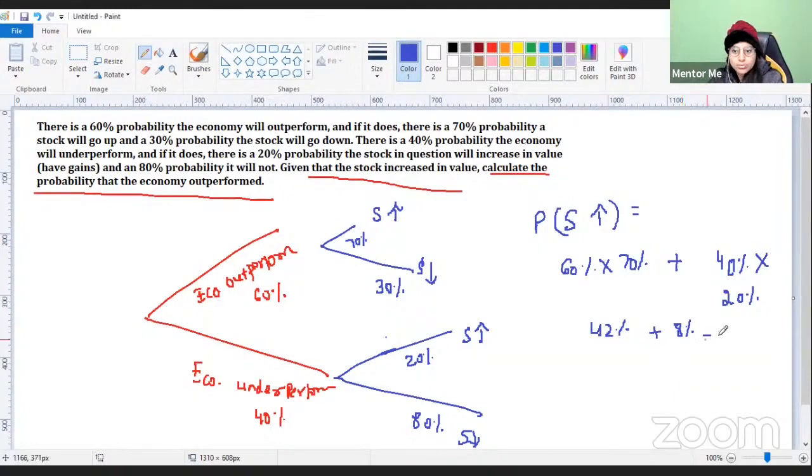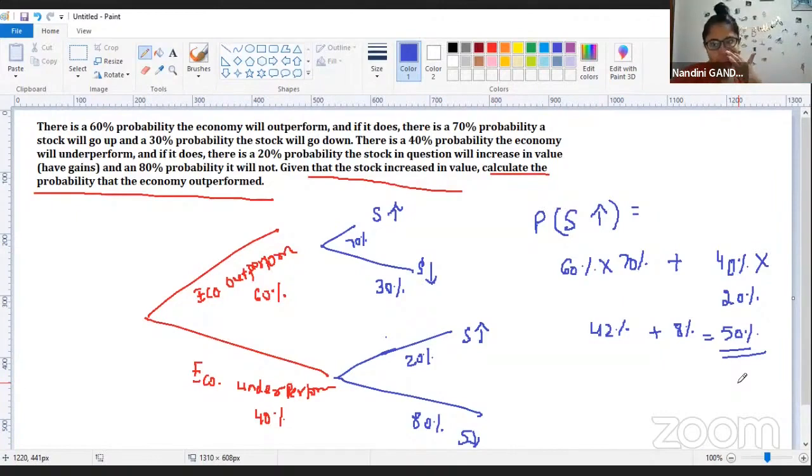So this comes out to be 50%. Are we clear on this 50%, everyone? So what is this 50%? This is the total probability of the stock price going up, irrespective of whether the economy outperforms or underperforms, right? This is using the total probability rule that we have discussed.